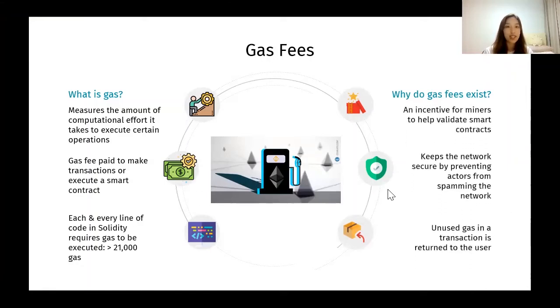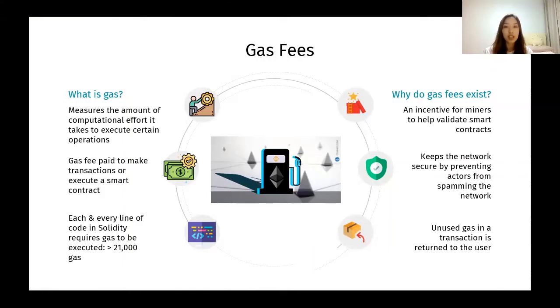So why do gas fees exist, right? So like any proof of work peer-to-peer system, Ethereum is heavily dependent on the hash rate of their miners. So the more the miners, the more the hash rate, and the more secure and fast the system will be. So by having this fee, it helps incentivize miners to take part actively in the ecosystem to use their computational power to validate smart contracts. So in short, gas fees help to keep the Ethereum network secure.